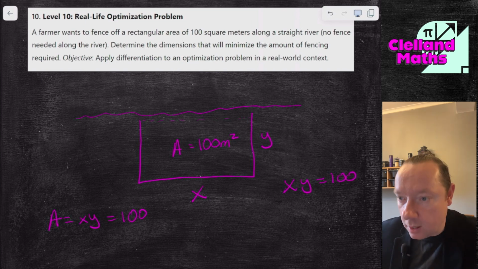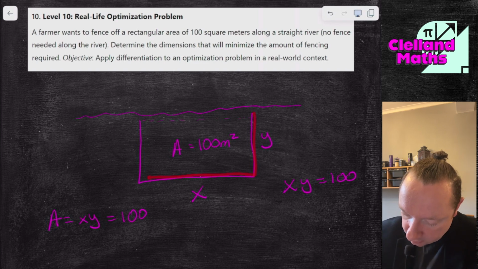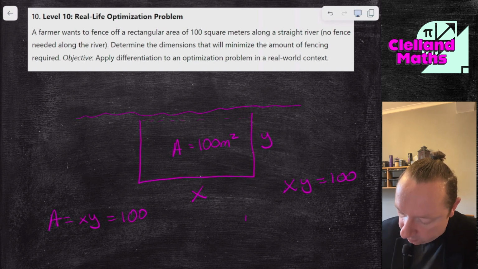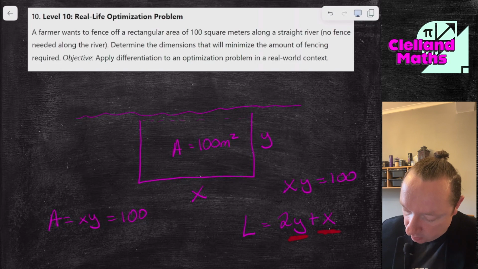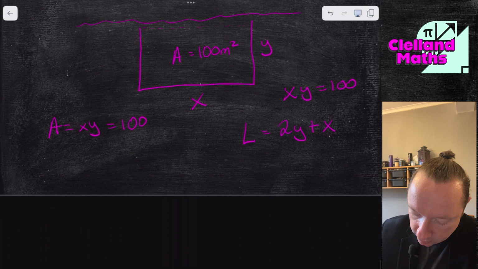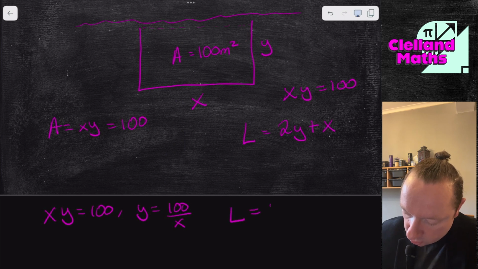So what else do we know? Well, we need to know the total length of the fencing. So the length of the fencing, the perimeter in other words, is y plus x plus y, so 2y plus x. I want to get rid of one of these variables, so I'll make y the subject of xy equals 100. xy equals 100 means that y equals 100 over x. So that means that the length required is 2 times 100 over x plus x.